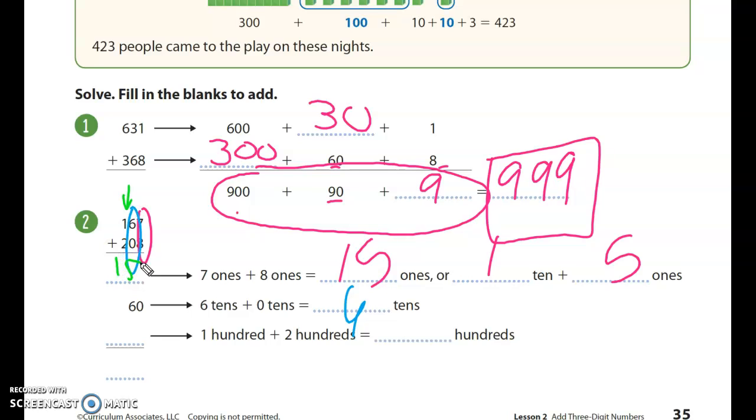Okay, that's 15, and this is 300. So 300 is 100 plus 200s. How many hundreds is that? 3. 300. And then I add all those together.